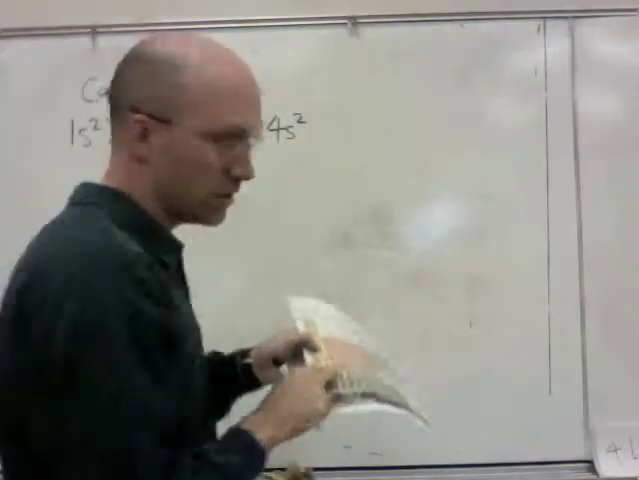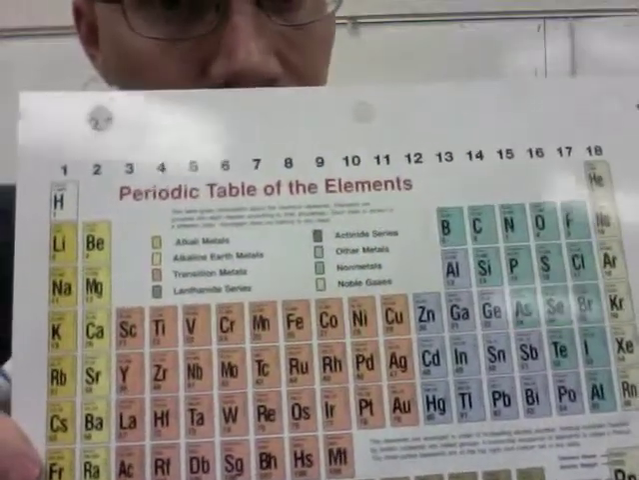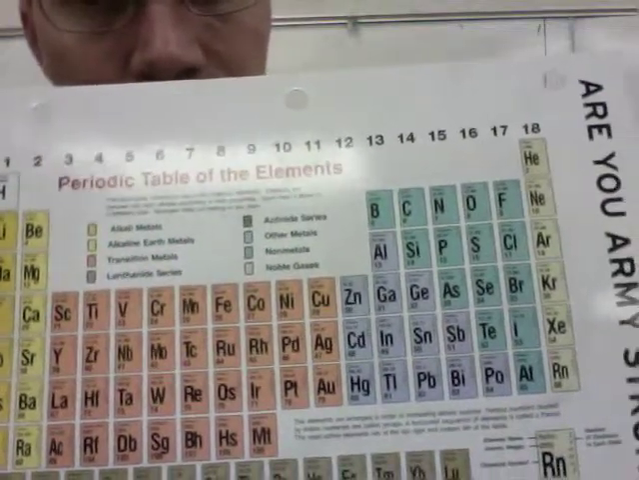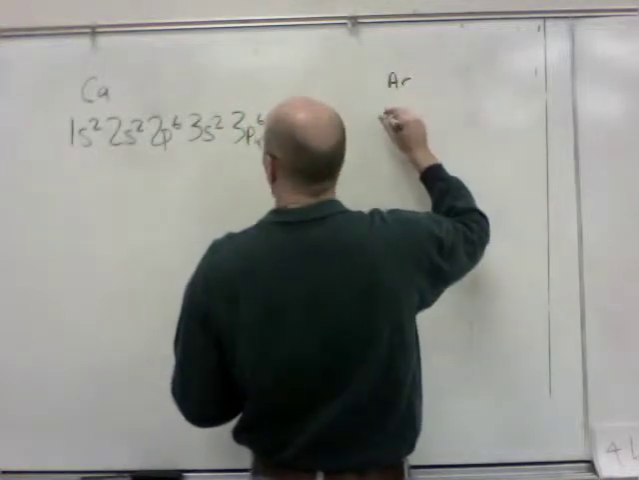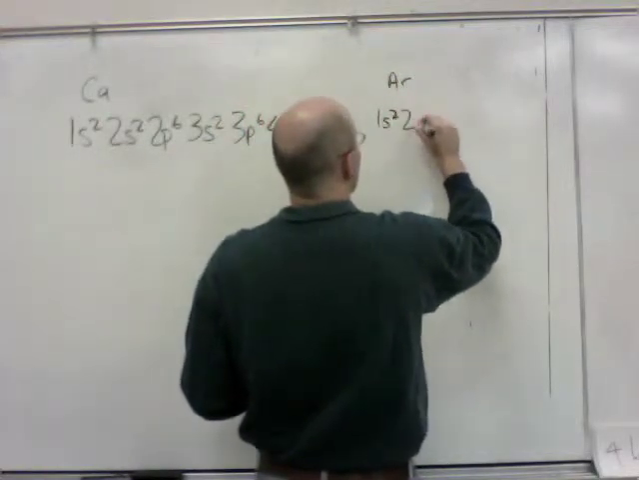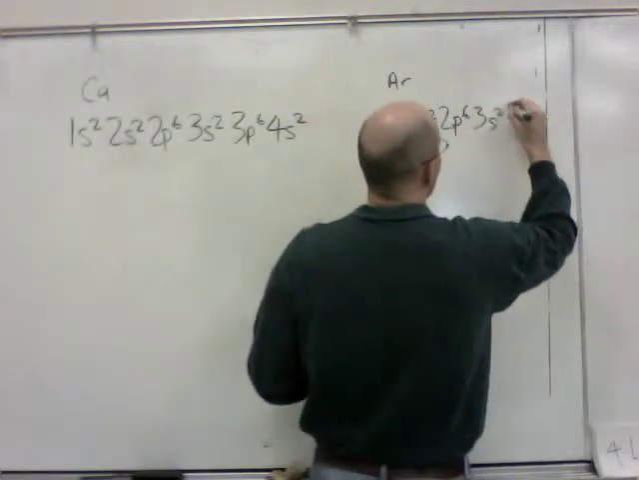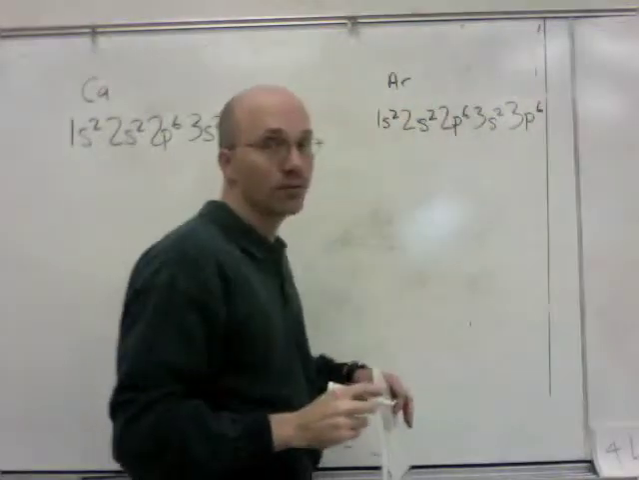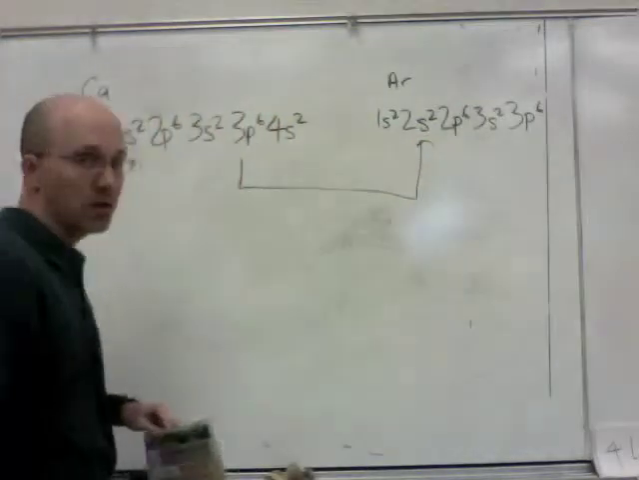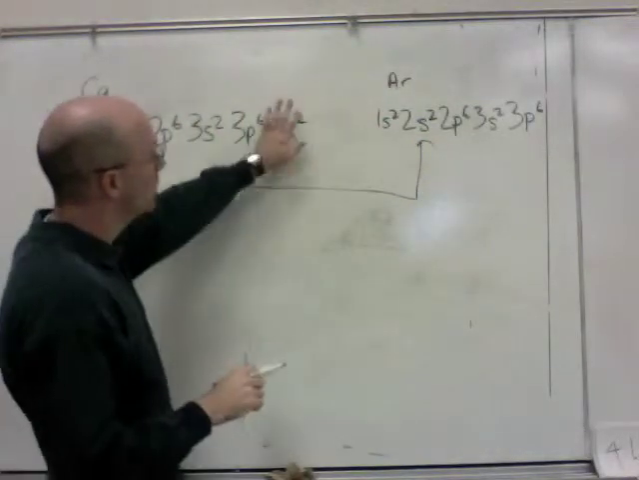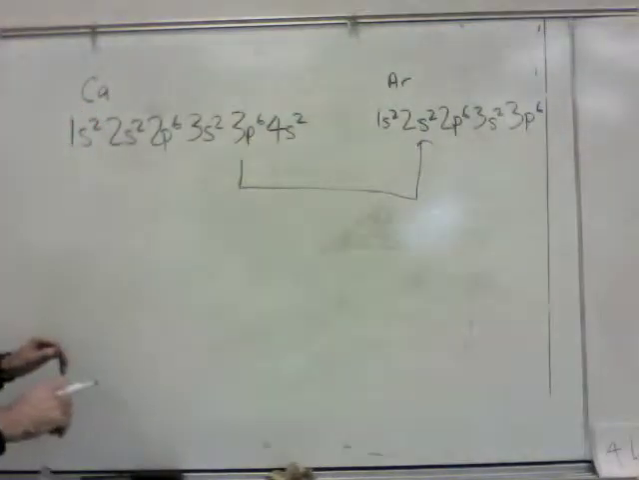What is the closest noble gas to calcium? All right, calcium's atomic number is 20. You can see argon's is 18. Calcium likes to become like argon. Argon: 1s2, 2s2, 2p6, 3s2, 3p6. Okay, so what has to happen in order for this to become like that? You have to get rid of these 4s2 electrons. If I cover those up, you can see that those configurations are exactly alike.